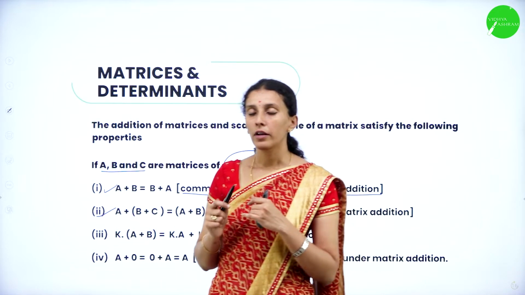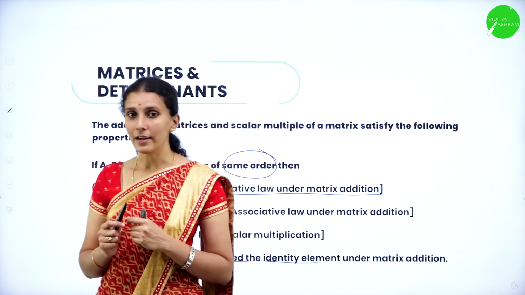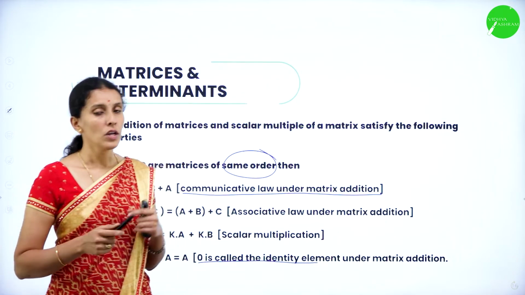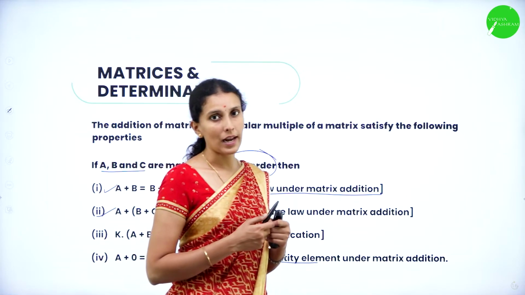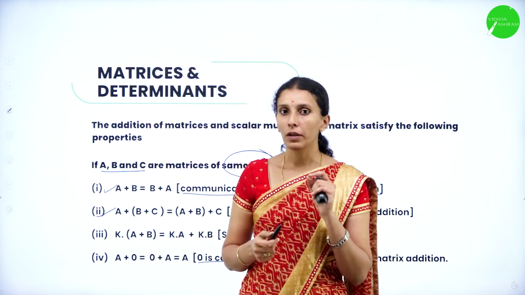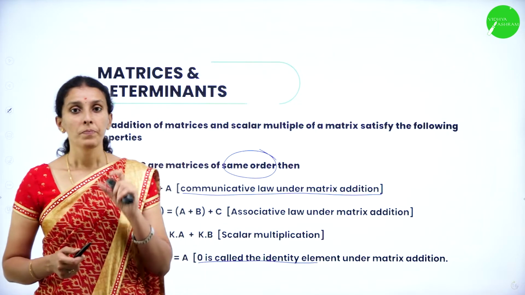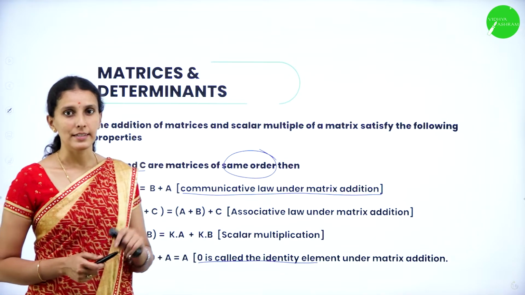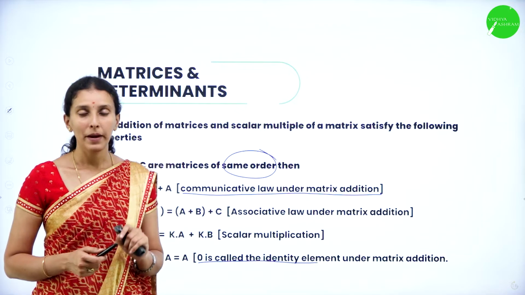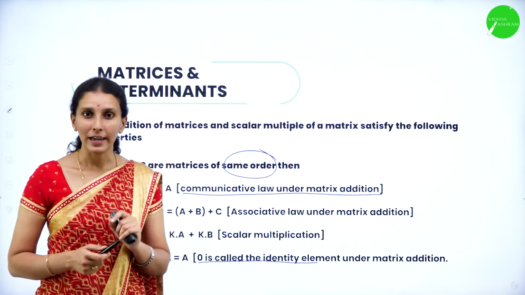So therefore, since the null matrix contains only the element 0, when you add any matrix A to the null matrix, its value will always be the same as the matrix A. Hence, we call O, or the null matrix, the identity element under matrix addition.